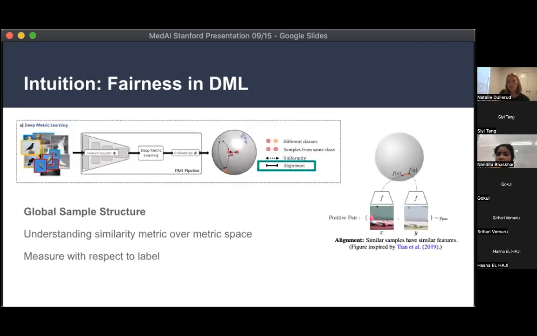Next, we formulate global sample structure as the pairwise distances between positive and negative pairs, and desire that the expectation over these distances is the same over all subpopulations. This corresponds variously with alignment and normalized mutual information measures in DML. Alignment succinctly captures the similarity structure learned by the representations with respect to the target labels through measuring distances between pairs of samples. As these pairs of samples extend across the embedding space, we use this to capture global sample structure. And here you can see what this looks like on the embedded hypersphere.